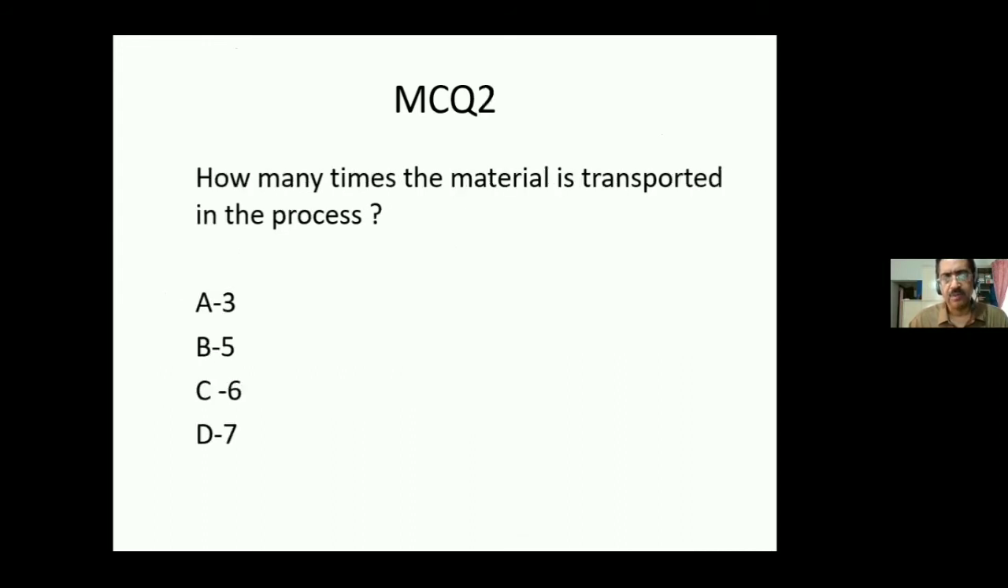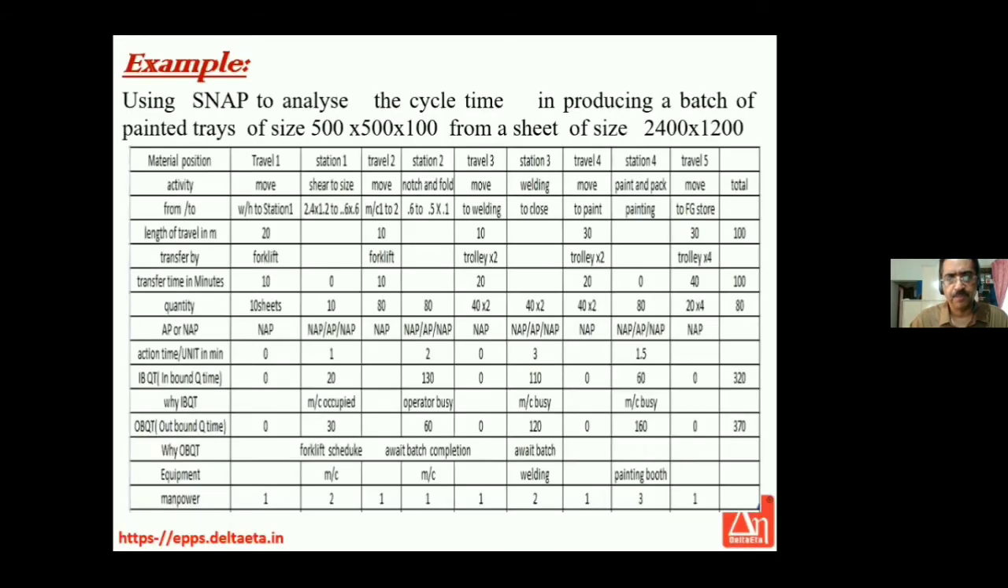How many times is the material transported in the process? It's 5. 5 times the material is transported from the raw material warehouse to the shearing station, from shearing station to the notching station, notching to the welding, welding to the painting, and painting to the finished goods warehouse. 5 times the material is transported in the process.